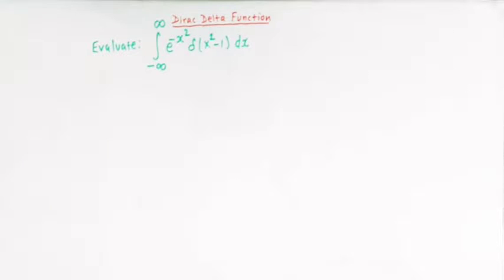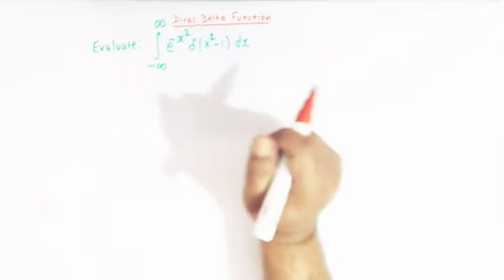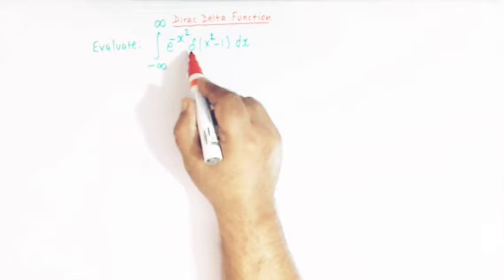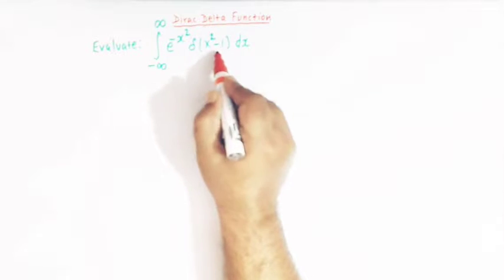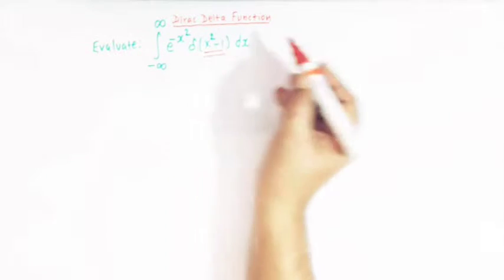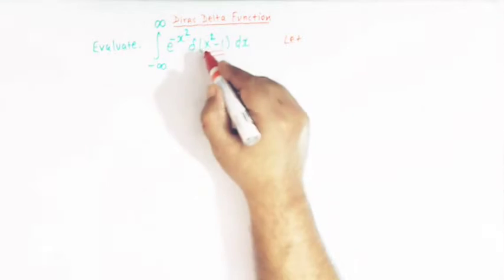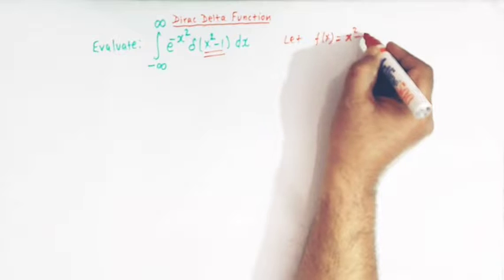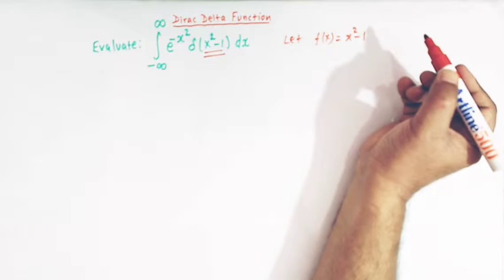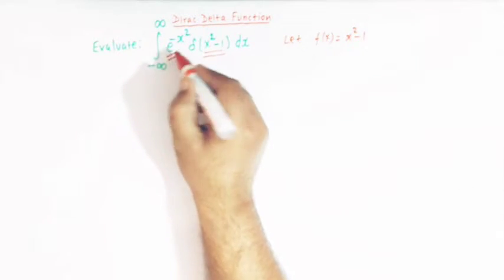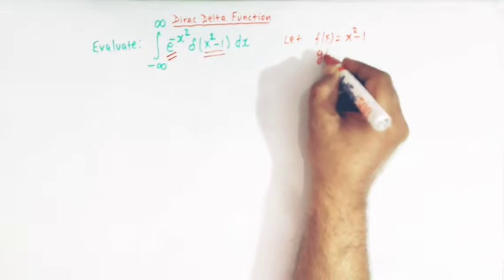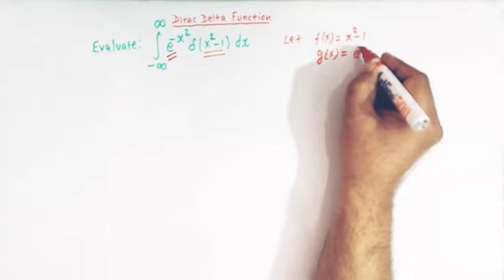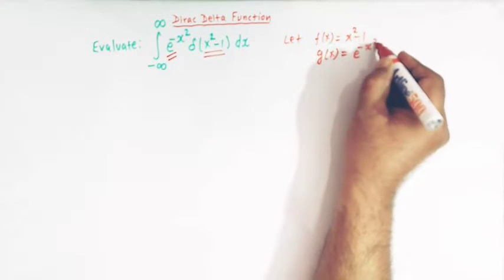So viewers, here we have a quadratic function inside the Dirac delta function notation. What we will do is take this quadratic function as f of x, so f of x is equal to x square minus 1, and let us take g of x as the Gaussian function, that is e raised to minus x square.